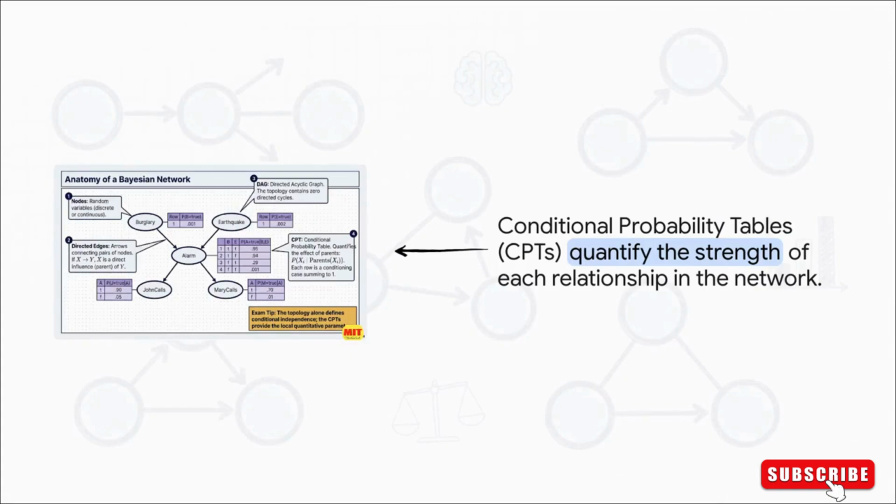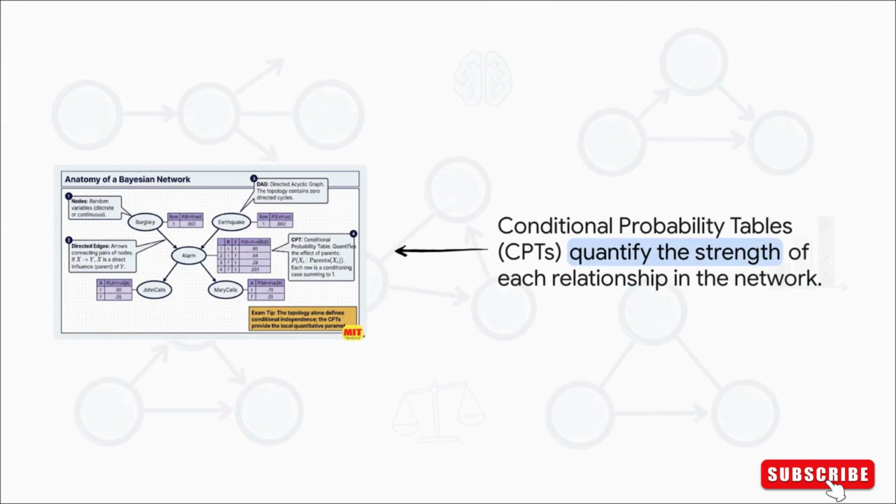But you might be wondering, how strong are these connections? That's where these little tables come in. These are the conditional probability tables, or CPTs. You can think of them as the brains of the whole operation. They put actual numbers on these relationships. This one here tells us the exact probability of the alarm ringing given whether or not a burglary or an earthquake just happened.